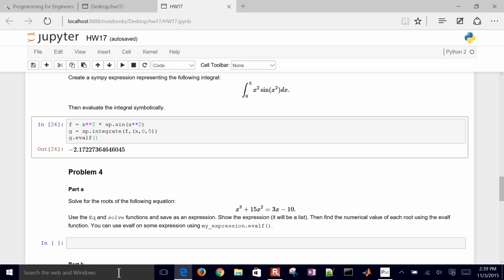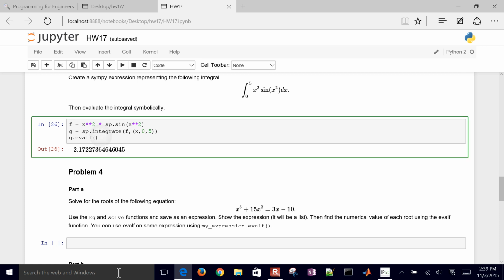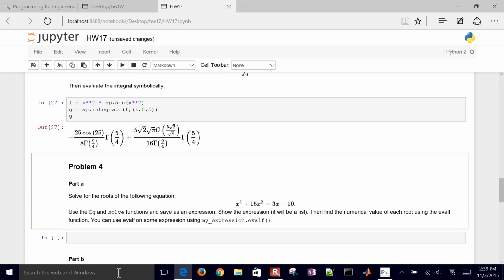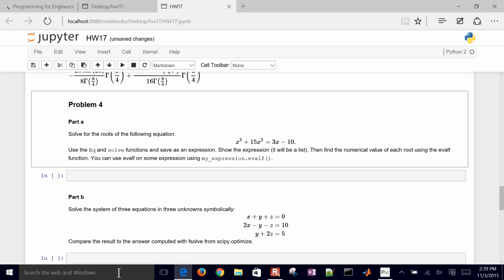All right, let's go on to the next problem. So this asks for it symbolically right there. So let's leave it as symbolic. We'll do it in symbolic form instead. Okay, so it's going to take a little bit, but there you go. You have the symbolic form of that integral. Okay, so now we want to go on to problem 4.